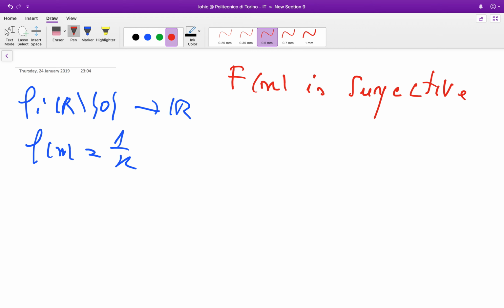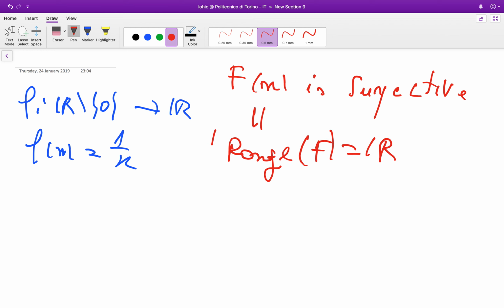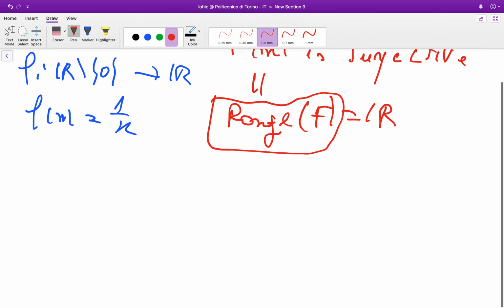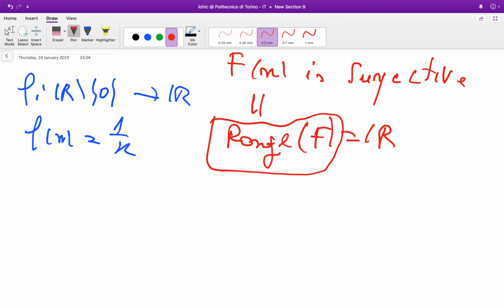Okay, we say that f is surjective if and only if the range of f, the range of that function, is equal to R. Is it clear how to find the range of a function? So if the range of a function is equal to R, then that function is said to be surjective.